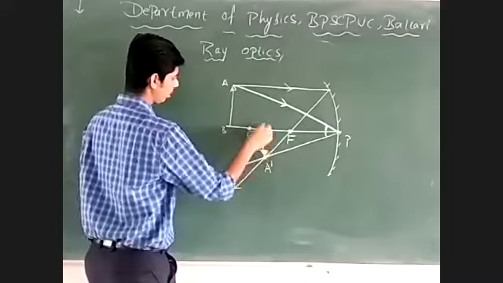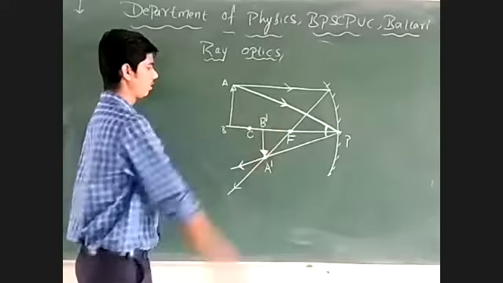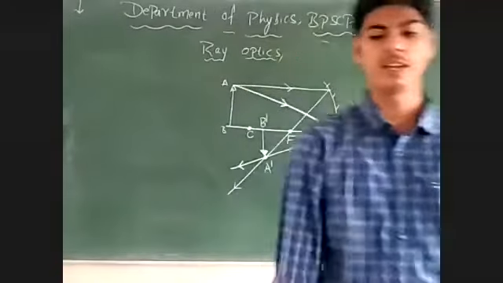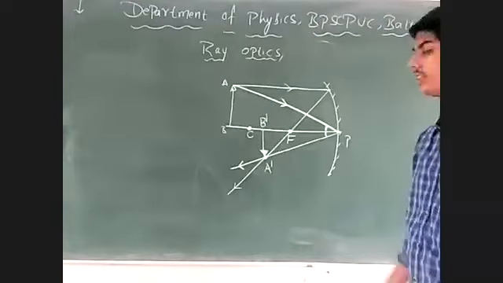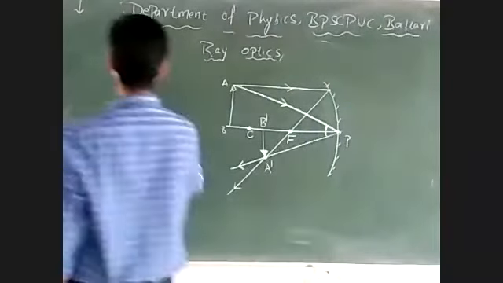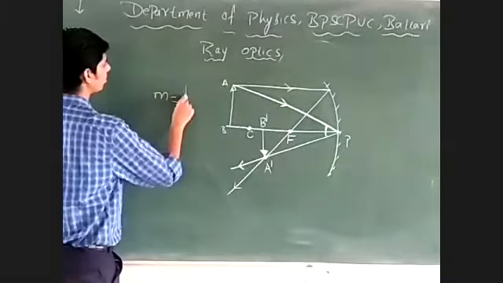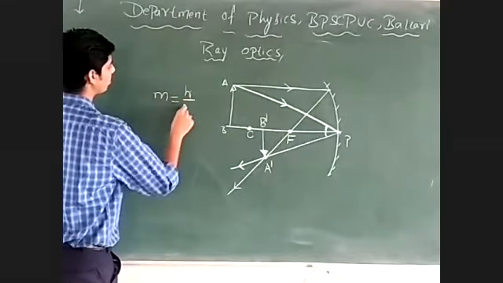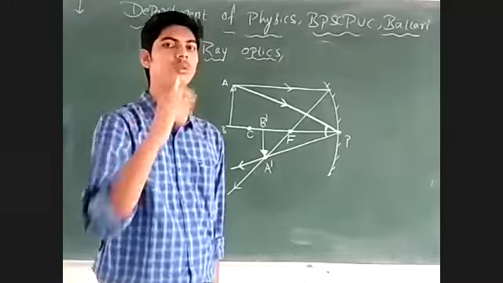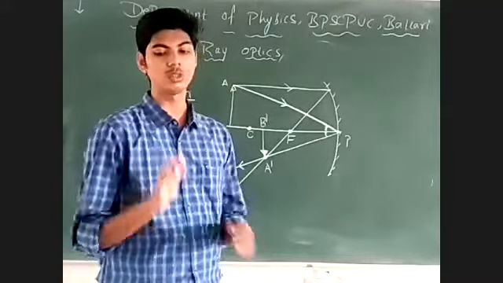This is the image A dash B dash. Now we need to obtain an expression for magnification. I have told you magnification is defined as the ratio of height of the image to the height of the object. Height of image to height of object, that gives us magnification.